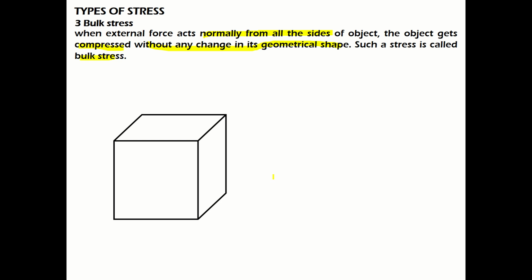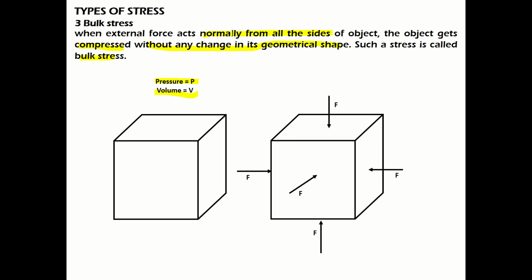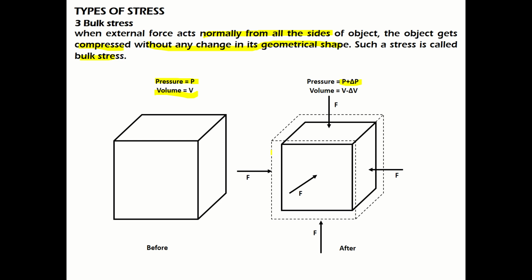Suppose this is an object which is maintained at pressure P and it is having volume V. Suppose we are applying the force normally from all the sides to this object, and the pressure is increased, that becomes P plus delta P. So at that time the object will get compressed without change in its geometrical shape. So now the size or volume of the object is decreased. So in that case you can say that the object is under bulk stress.